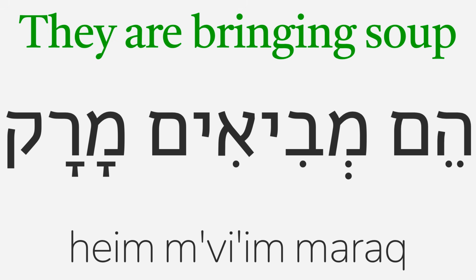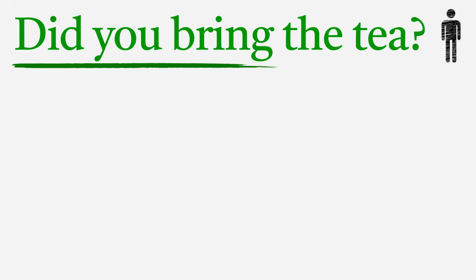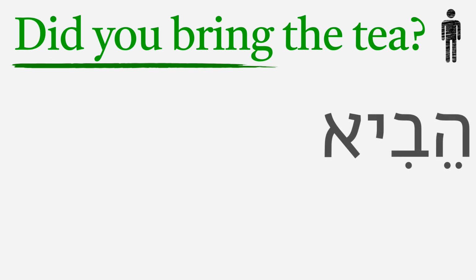Let's ask the question, did you bring the tea, to a man. The verb did you bring will be from the root bet, vav, aleph in the Hiphil binyan. It is in the past tense, and its subject is ata, you masculine singular. The verb hevi, he brought, is the simplest form of this past tense. Because it is a hollow root, its second root letter vav is missing, and it has a tsere on its he prefix.